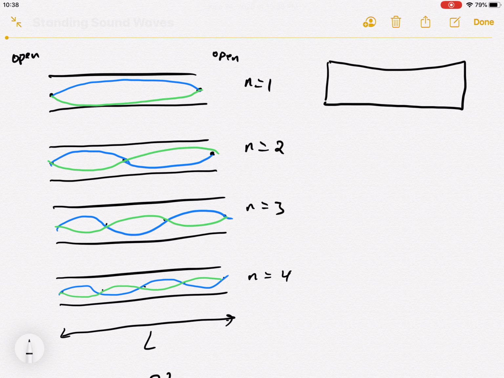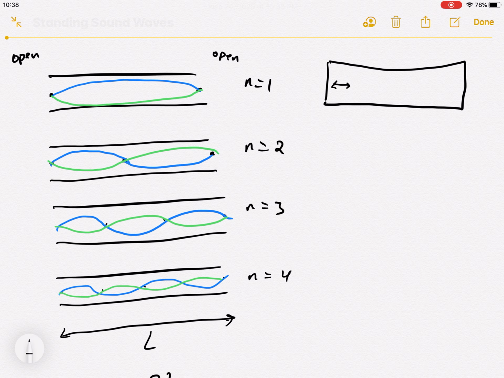What would a standing sound wave in a closed system look like? Well, the closed end would be a place where air could rush toward it and away from it. When air is rushing toward it, that's a higher pressure. When air is rushing away from it, that's a lower pressure. So the ends are antinodes.